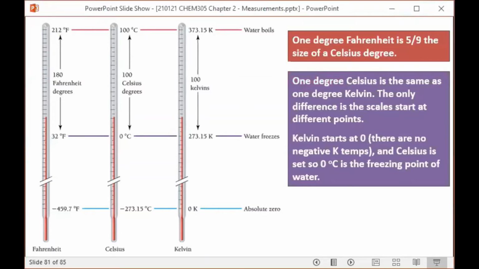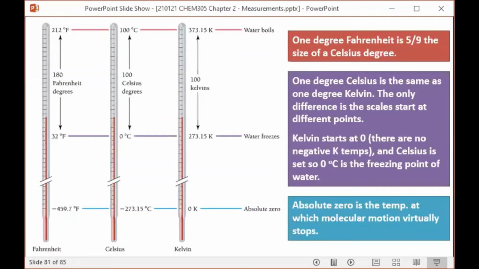1 degree Celsius is the same as 1 degree Kelvin, which is why Celsius and Kelvin are both temperature scales in the metric system. The only difference between the Celsius and the Kelvin scale is where they start. Kelvin starts at absolute 0. That's the 0 on the Kelvin scale, but the 0 on the Celsius scale is the freezing point of water. But other than that, if you change the temperature of an object by 1 degree Celsius, it's the same as changing it by 1 degree Kelvin. The change is the same. And then absolute 0 is the temperature at which molecular motion virtually stops. Molecules and atoms stop moving and vibrating.